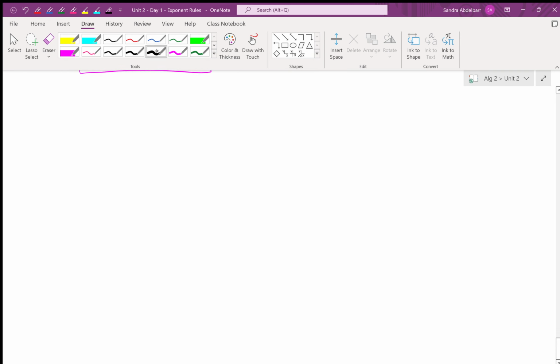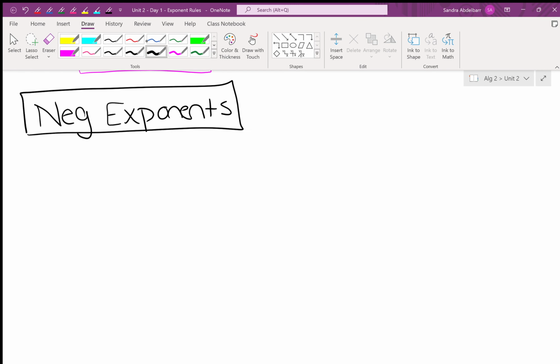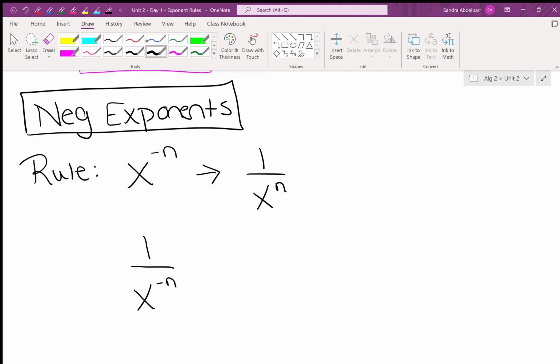All right, we briefly spoke about negative exponents, but let's dig a little bit deeper. So what's the rule for a negative exponent? If I have x raised to the negative n, how do we rectify that negative exponent since we're not allowed to have negative exponents? 1 over x to the n. But let's say the negative exponent was already in the denominator. So let's say I already had 1 over x to the negative n. How do I rectify that negative exponent?